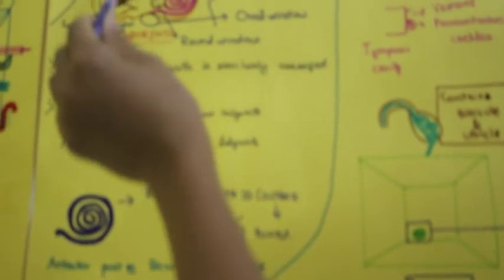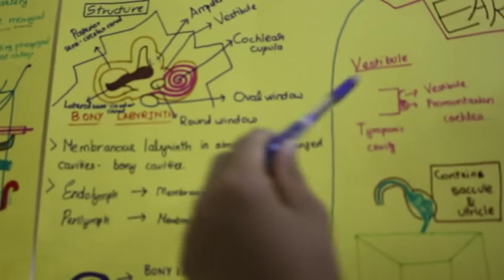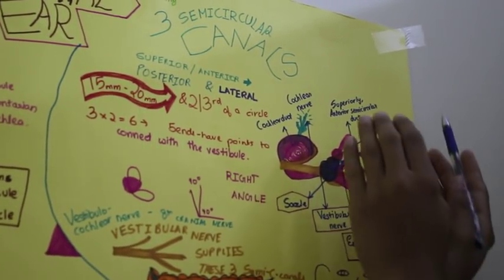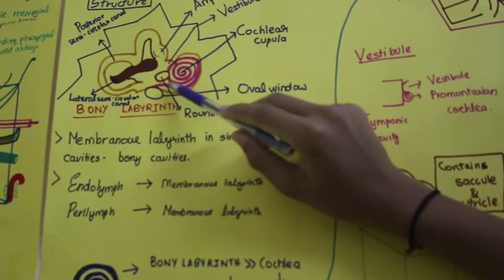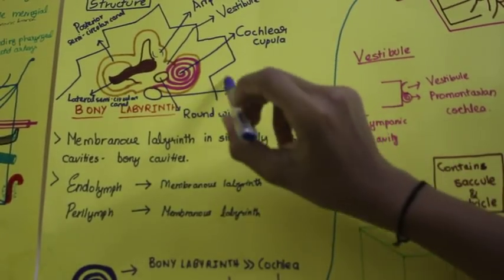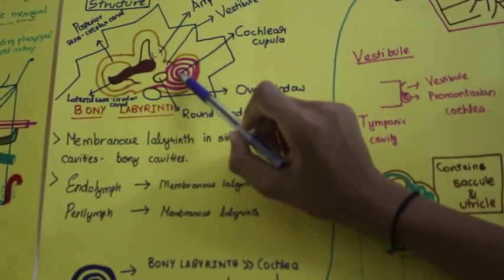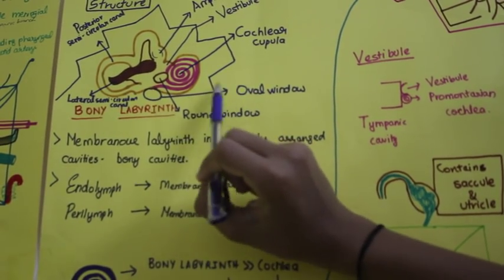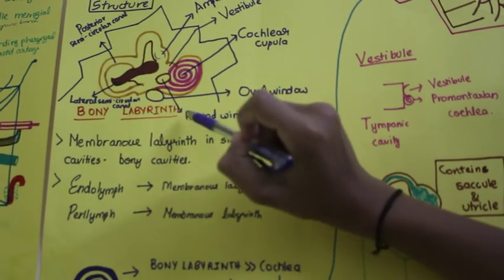So next, here is the bony labyrinth. You can see that it is arranged in a particular manner. The same manner is adopted in the membranous labyrinth. The membranous labyrinth is present within the bony labyrinth, and we have this snail-like structure. That's why it's named cochlea. Cochlea means snail, so that's why we have this snail-like structure. And here is an oval window and a round window that's attached to this.